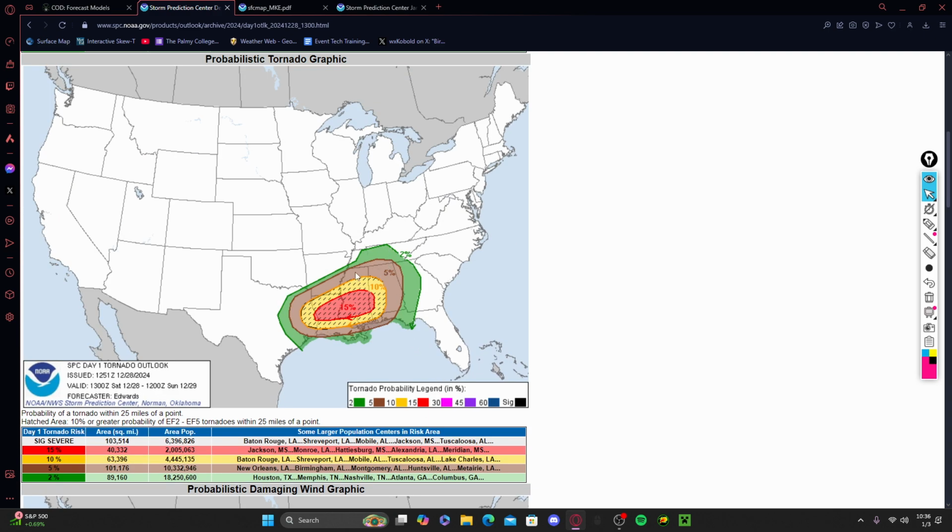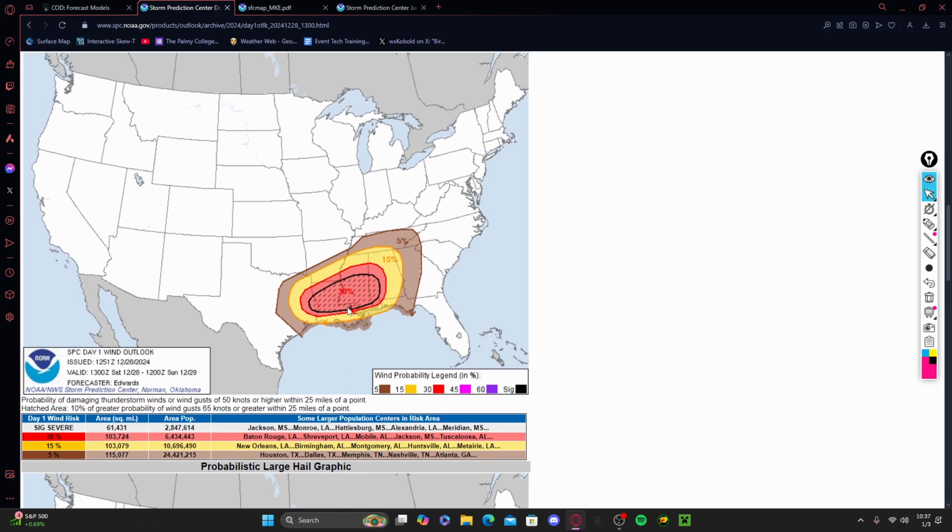If I chose this point here in Mississippi, again, 5% chance within 25 miles of that point. Same thing here, 15% within 25 miles of that point, and at least a 10% or greater probability of those significant tornadoes there in Mississippi. And same thing for damaging wind.